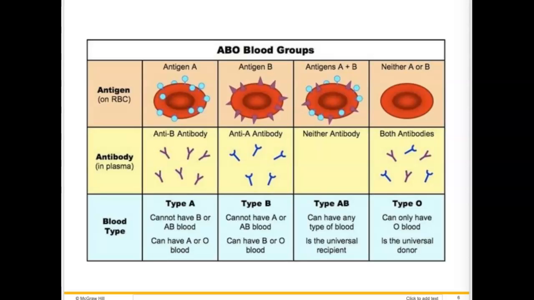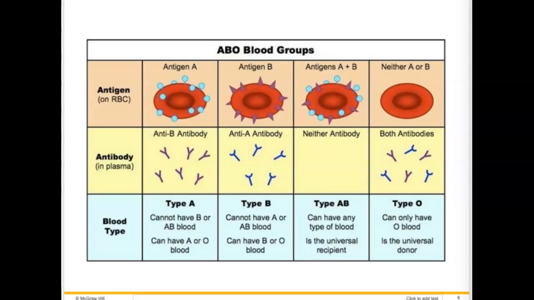This means that a person with type A blood can get either A or O blood donated to them, but they can give blood to either A or AB individuals. A person with type B blood can receive blood from type B or O individuals, but can only donate to people with B blood or AB blood.